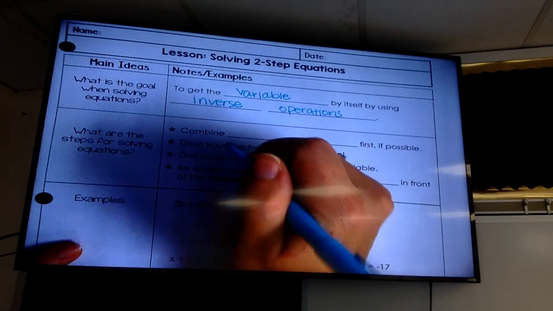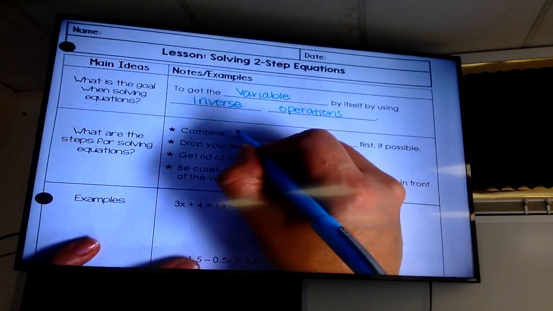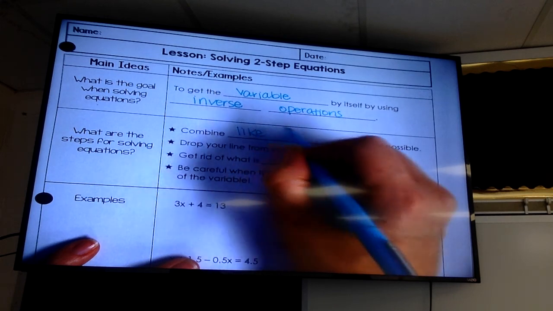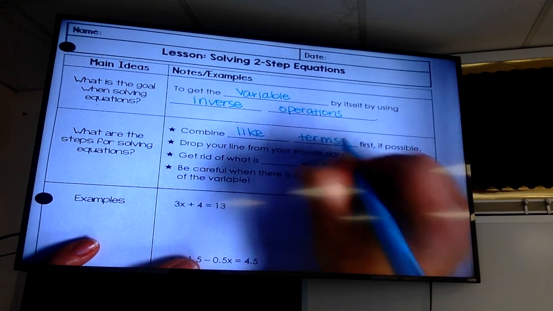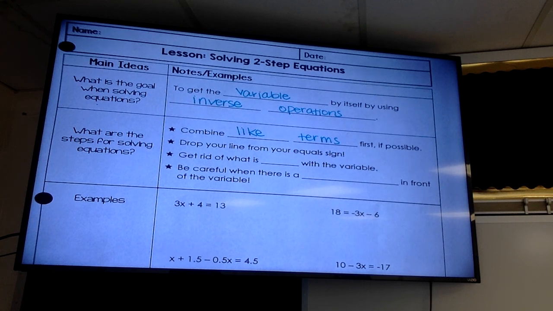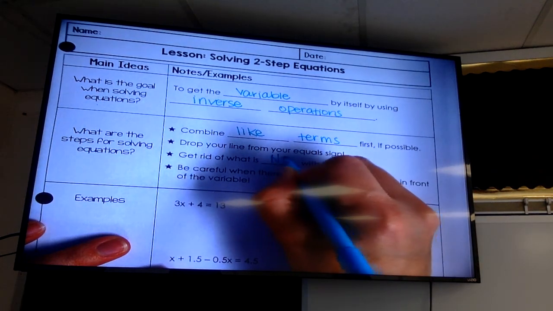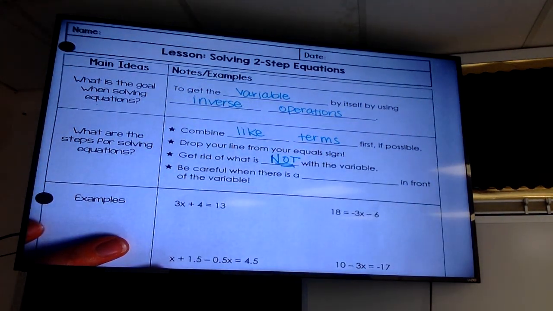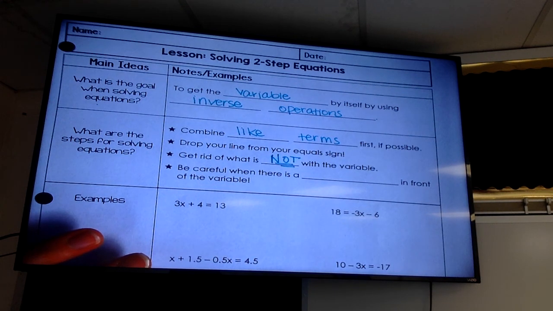What are the steps for solving equations? So first, we're going to combine like terms if possible. Sometimes there aren't any like terms to combine, so we can skip that step, but sometimes we need to make sure we can combine our like terms. Then just like yesterday, drop your line from the equal sign. The first thing you want to work with after that is to get rid of what is not with the variable. So the term that does not have the variable with it, that is the coefficient, that's somewhere you want to work away from first.